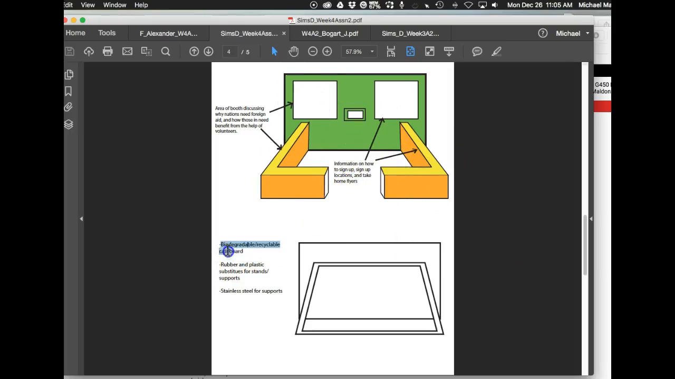Okay, you're attempting to talk about materials here, but biodegradable recyclable cardboard is not a material. It's a category of materials. You have to point to specific materials. Rubber and plastic substitutes for stands and supports. Substitutes for what? I'm not understanding. Stainless steel for supports. How is stainless steel pointing to sustainability? Okay, these are very important considerations. This project will not grade well without detailed attention to your materials lists.